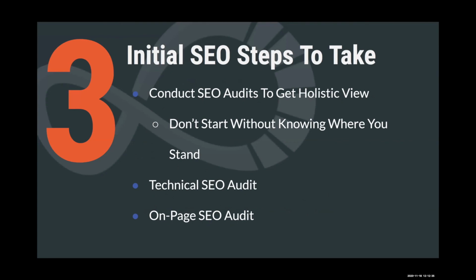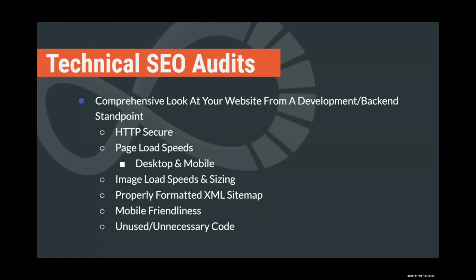So initial SEO steps that you can take as a business owner: conduct SEO audits to get a holistic view of where your website stands. You don't want to start without knowing where you stand. That's a definite. So two audits that we always recommend are a technical SEO audit and then an on-page SEO audit. So the technical SEO audit is a comprehensive look at your website from a development or a backend standpoint.